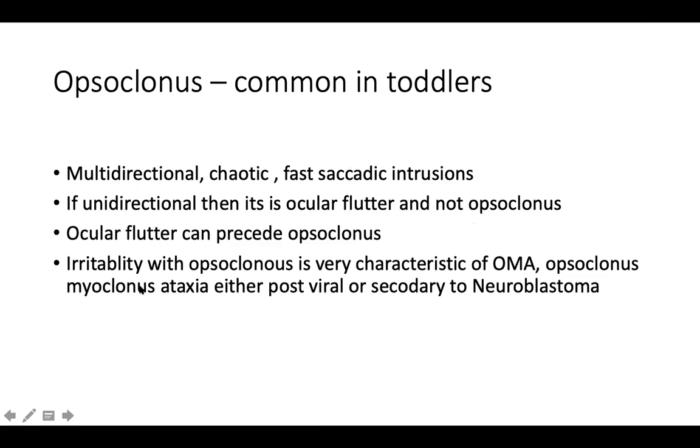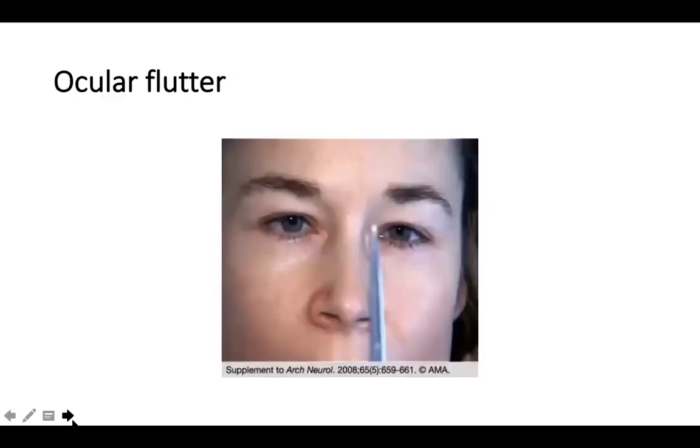Irritability is very characteristic of opsoclonus. So if you have a child with irritability and unusual eye movements, you should never forget to rule out a neuroblastoma. Here are these rapid horizontal eye movements to and fro, called a flutter. Rapid saccades in a horizontal direction are called flutter-like eye movements.